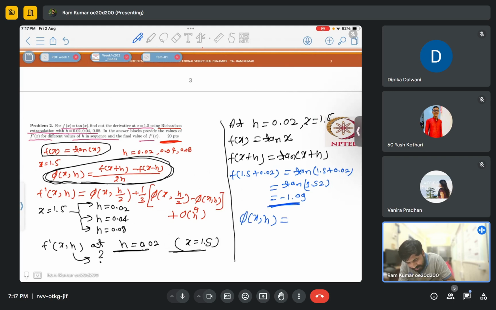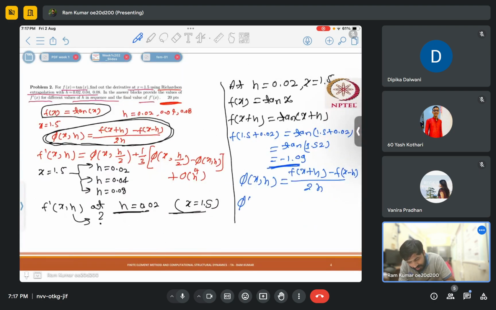We are having f of x plus h minus f of x minus h, by 2h. So what will be phi 1.5 comma 0.02 equal to? We are having minus 1.09, minus value, it will be plus 1 point. Oh, this is coming 0. No, this is f. Oh, sorry.